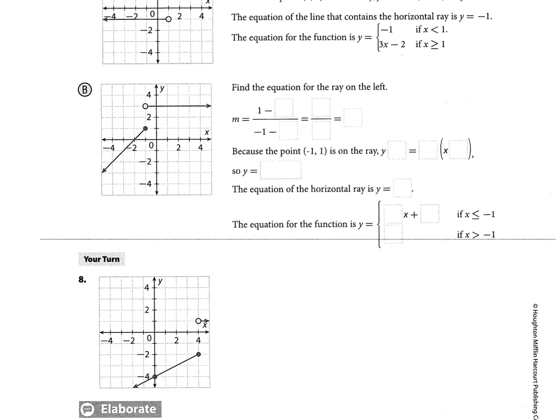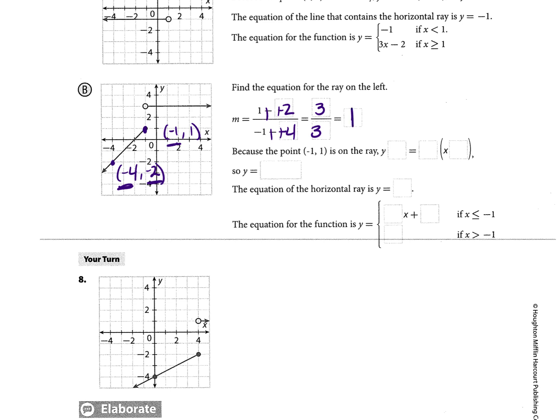Moving on to B. Find the equation for the ray on the left. You can see here we have this point (-1, 1), and here I have a point (-4, -2). So we use the change in y, so that 1 minus another y value, and then over the change in x, so the x value minus another x value. When you have that 1 minus a negative, it changes to addition. So that is 3. -1 plus 4 is also 3 for a slope of positive 1.